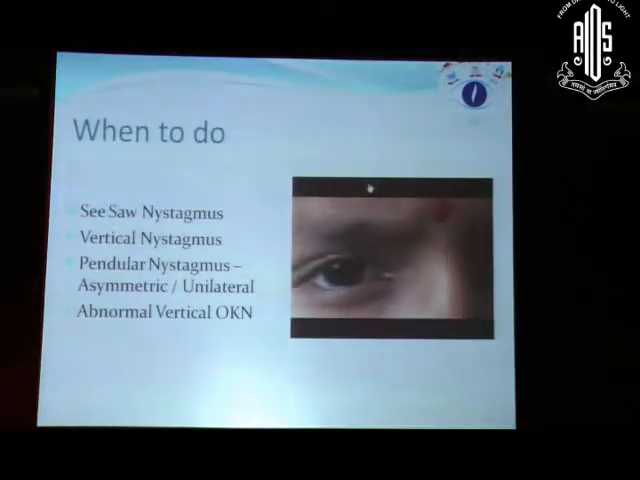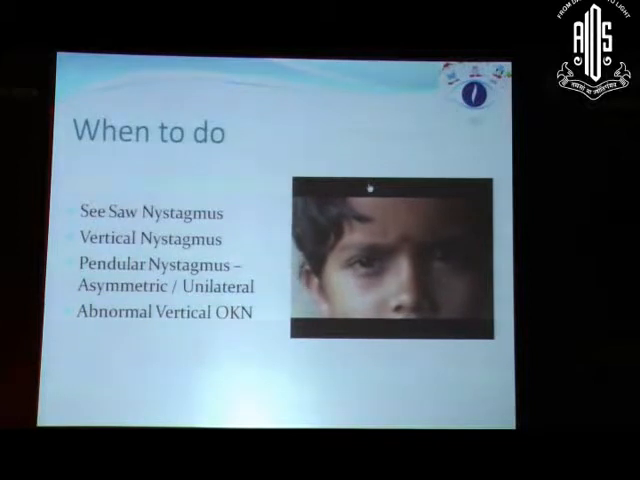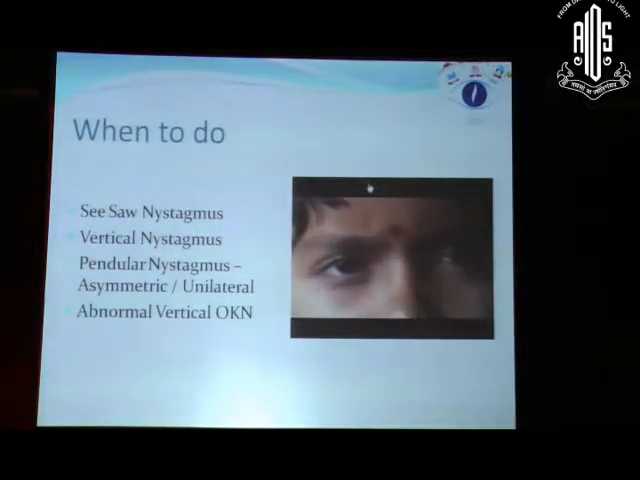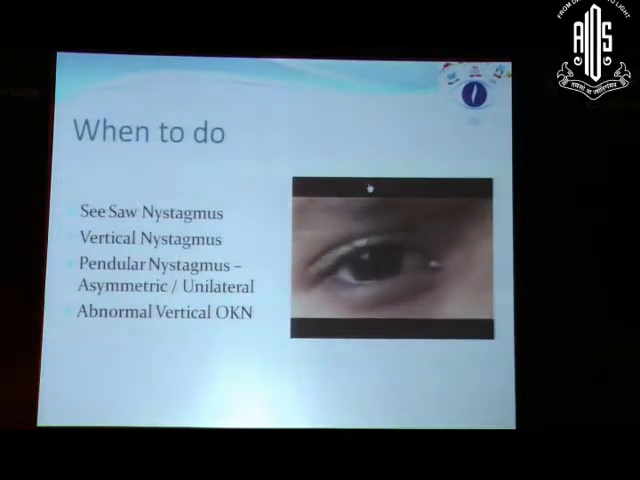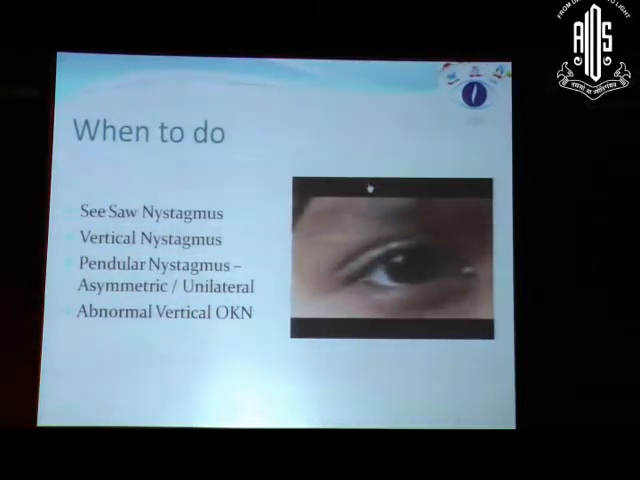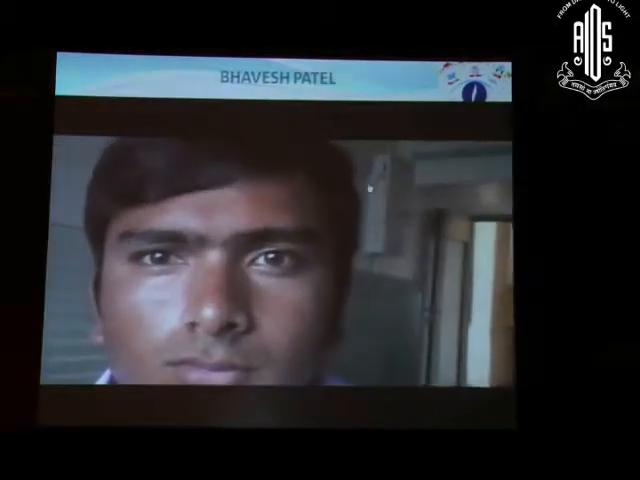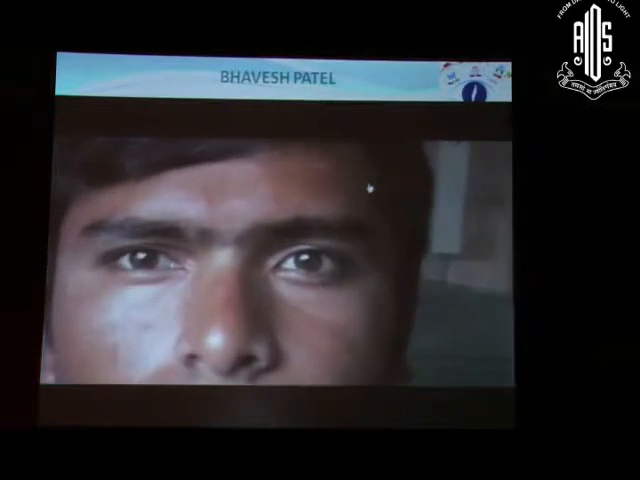The most important features which should suggest you to perform an MRI or any other neurological investigation are the presence of a seesaw nystagmus, a significant vertical component in a nystagmus, or a pure vertical nystagmus. A patient who has pendular nystagmus which is of asymmetric variety, or is unilateral, or is associated with any signs of optic atrophy or optic hypoplasia, or patients who have abnormal vertical saccades, abnormal in the sense that either up gaze is absent or down gaze is absent, I think you are definitely justified in doing a neuroimaging in such patients.